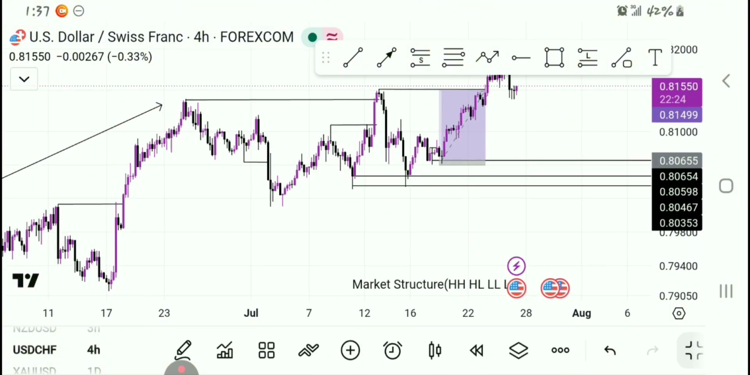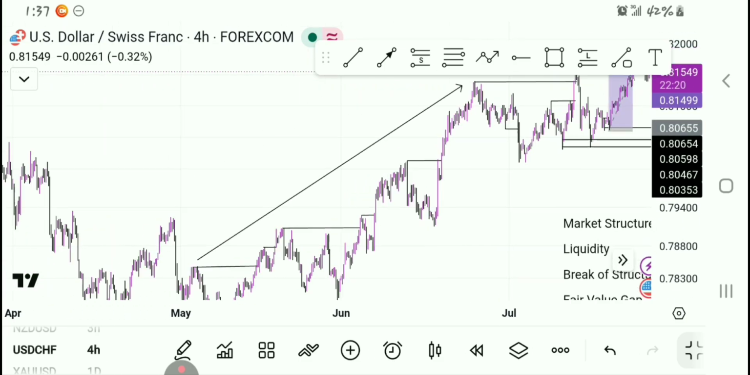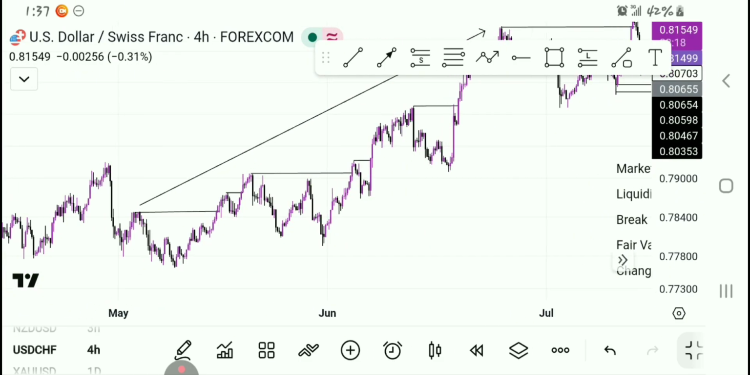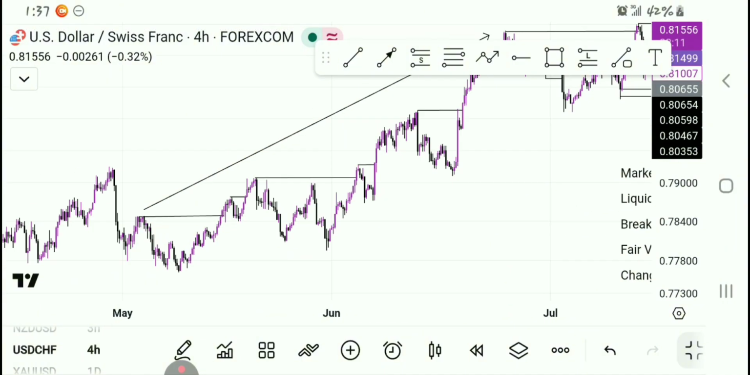So that's our BOS. I'm just marking out the BOS for us, so you can see how I'm marking out this BOS. You can also do that on your charts. Get back to me on how this works for you.